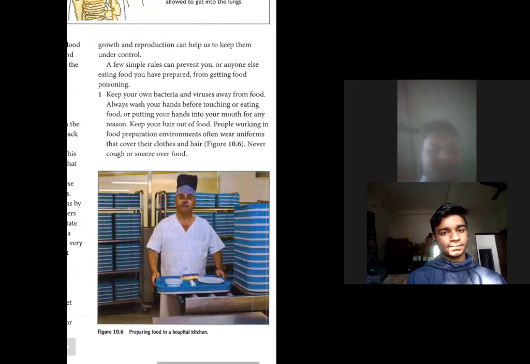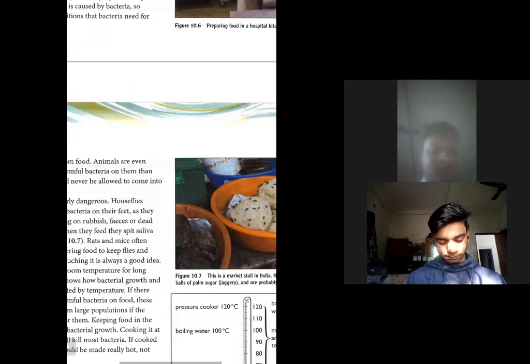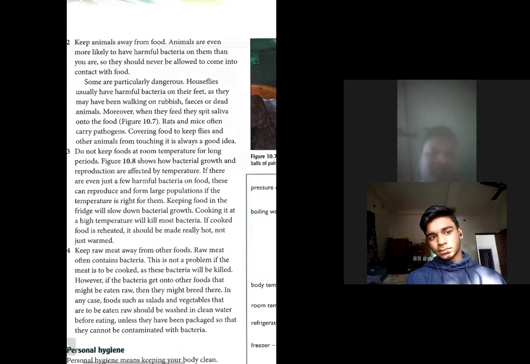in some shop or anywhere else, if people are just carrying the food from one place to another and sneeze on it, that is very bad, because whoever eats that food will also get contaminated. So we should not do it. Keep animals away from the food.